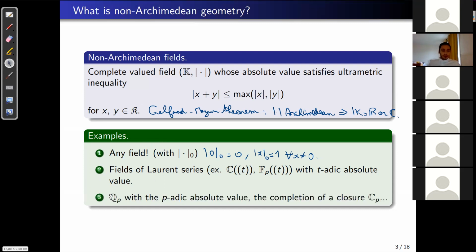And finally, perhaps of more interest to number theorists, you have the fields of p-adic numbers. So you have Q_p, and then you can take the completion of its algebraic closure, which we call the complex p-adics. So these are the objects that are going to be the basis of our geometry.